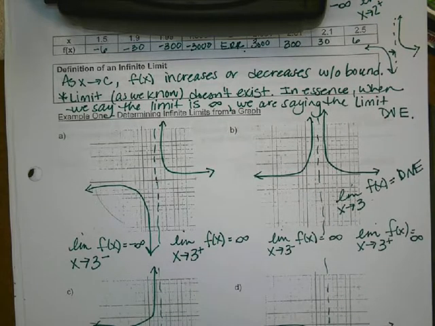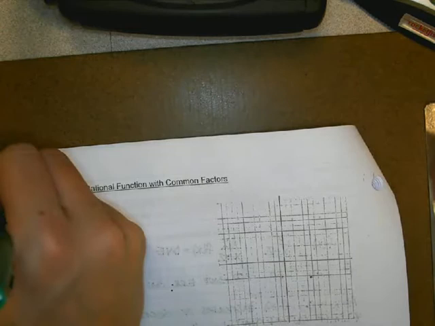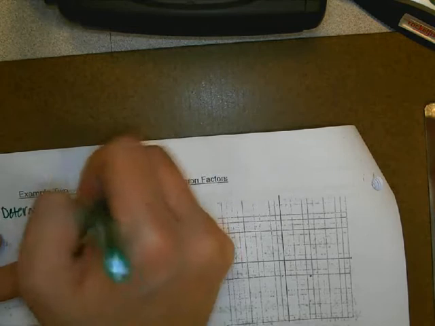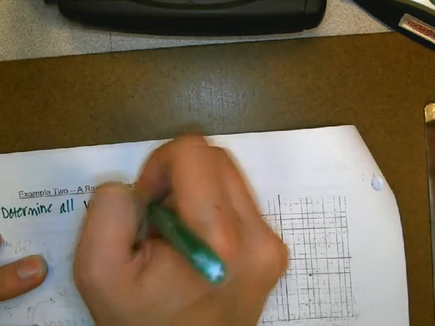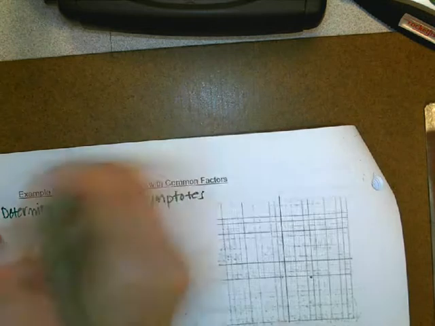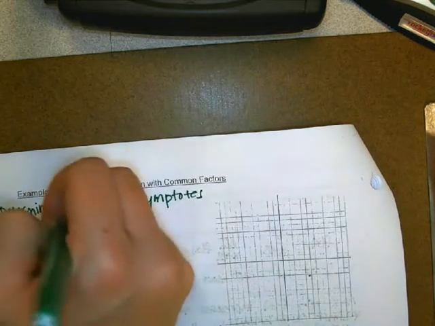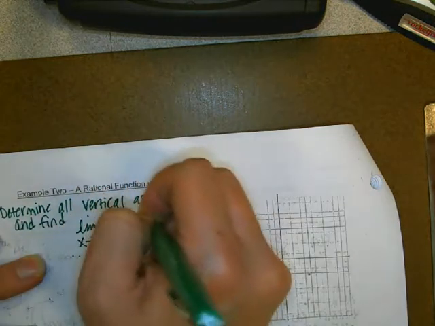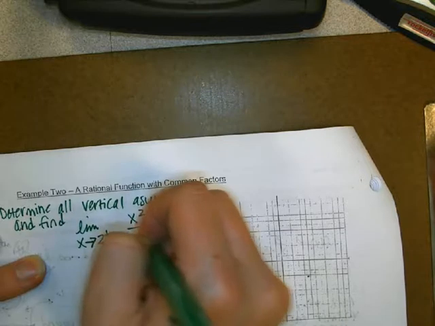We're going to look at, I think if we flip the page, example 2. This employs a couple different problems that we started to look at together. We're going to do two things with this problem. First thing that we're going to do is determine all vertical asymptotes. And while we're at it, we're going to find the limit as x approaches 2 from the right of this function, x squared plus 2x minus 8 over x squared minus 4.